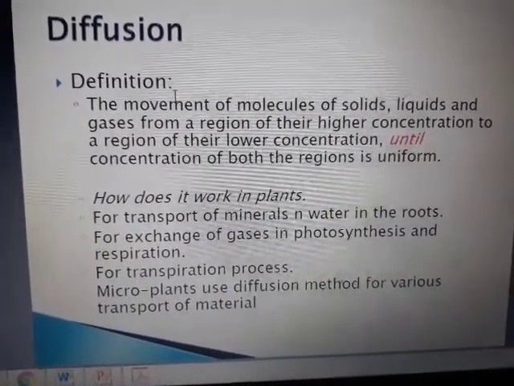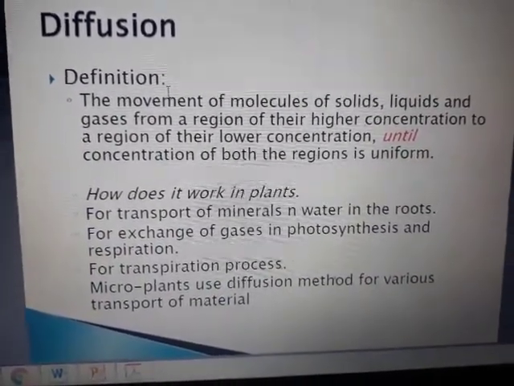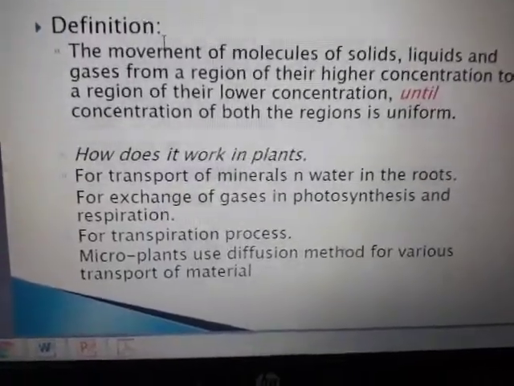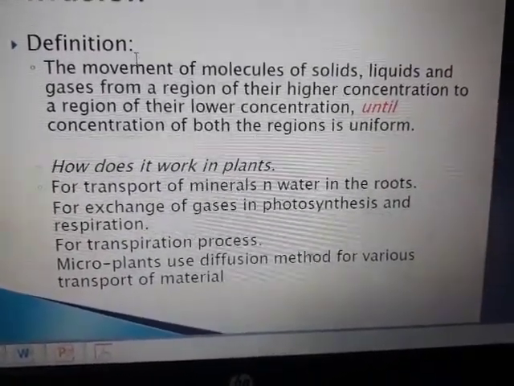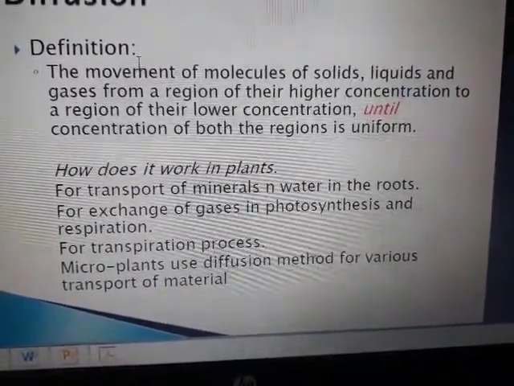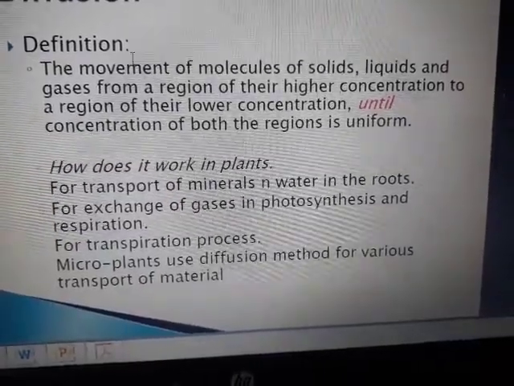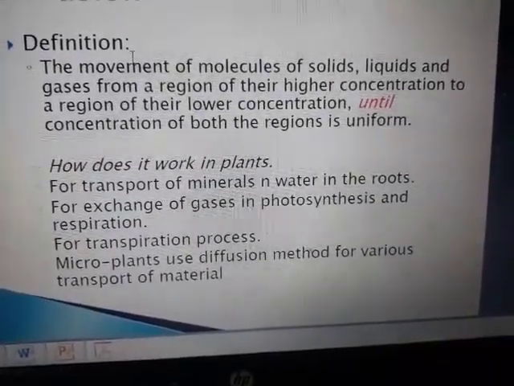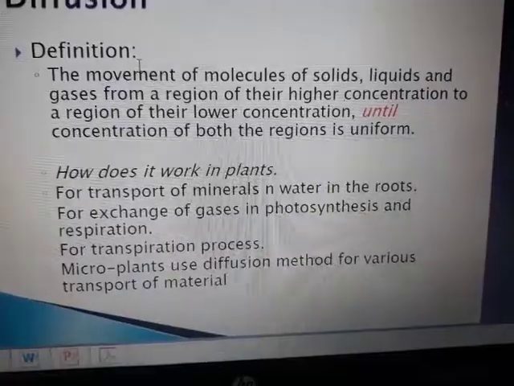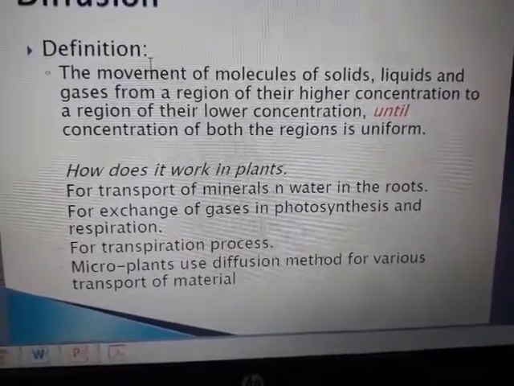So let us see the definition of diffusion. The movement of molecules of solids, liquids, and gases from a region of their higher concentration to a region of their lower concentration until concentration of both the regions is uniform. Now, this is what the definition is given in your textbook.